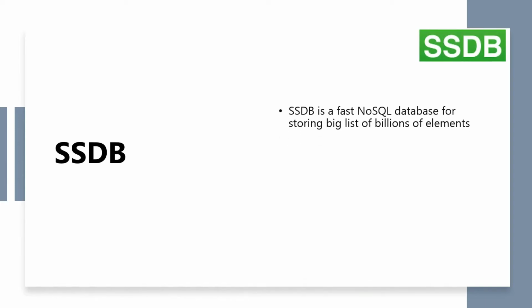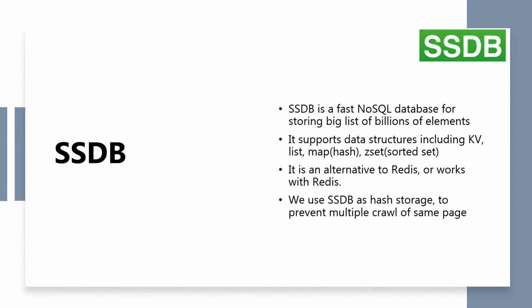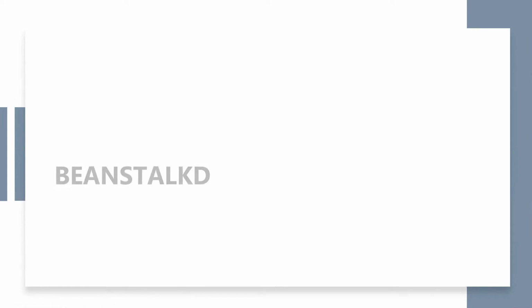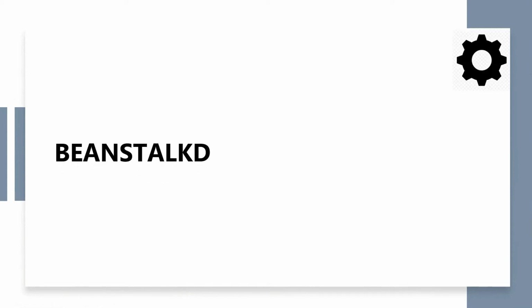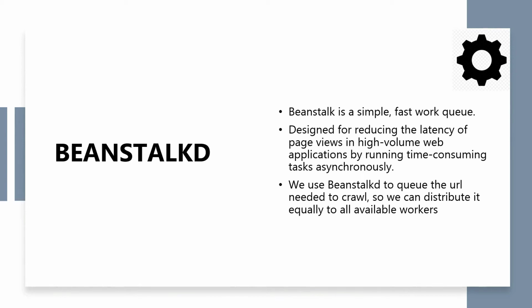SSDB is NoSQL database which can store key value data. We use SSDB as hash storage to prevent multiple crawl of same page. Beanstalk is a queue. We use Beanstalk to queue the URL needed to crawl so we can distribute it equally to all available workers.